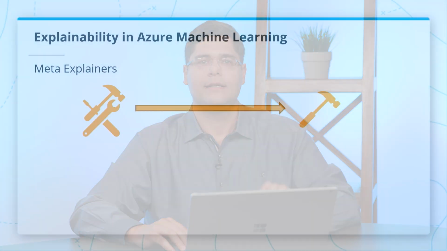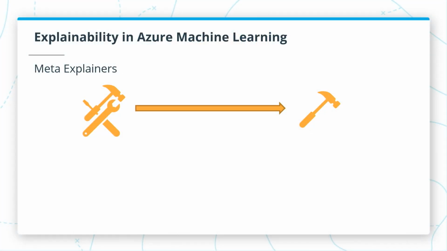Meta explainers, as their name implies, are used for the automatic selection of direct explainers. So based on a given model and a data set, a meta explainer will select the best direct explainer and use it to generate the explanation information. Think of them this way. If a direct explainer is a specific tool, then meta explainers are like a magic toolbox that gives you the right tool for the explainability job.